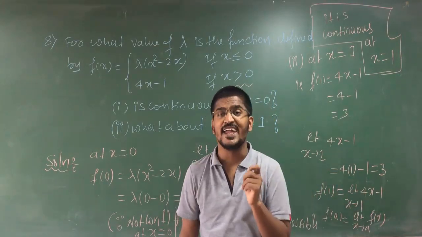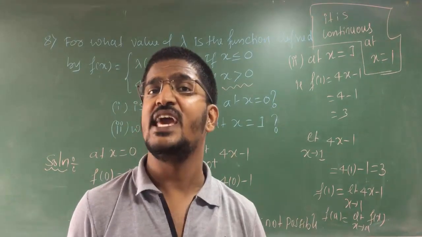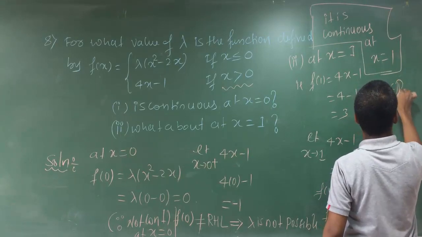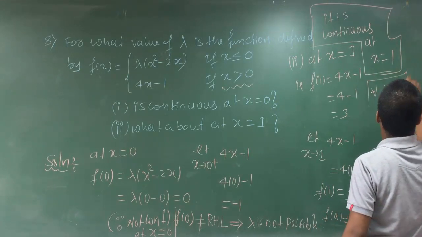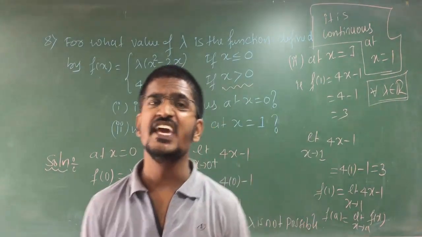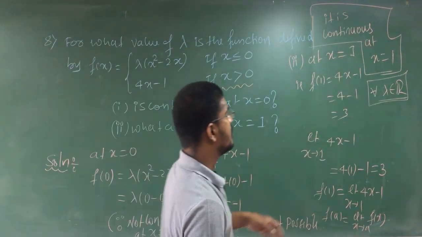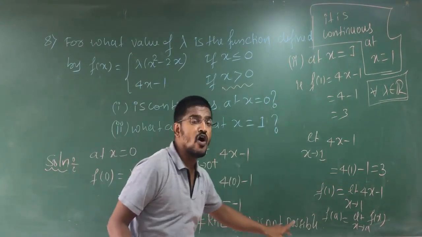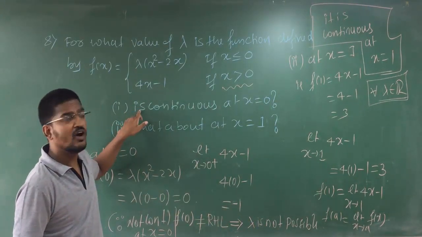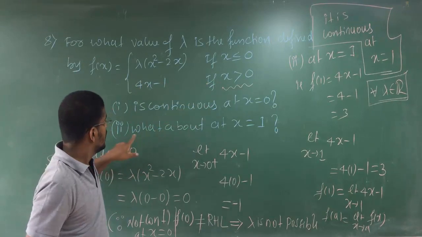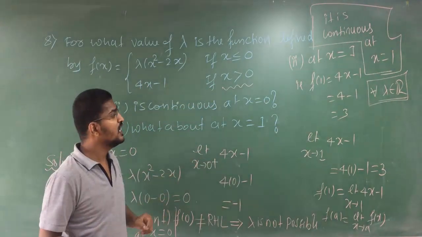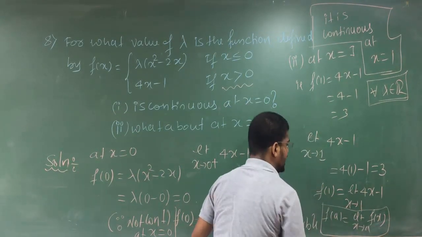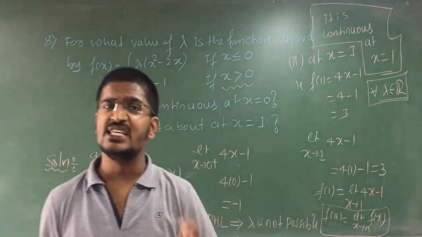That means you should write for every lambda of real number. That means for every lambda belongs to R, that is, lambda is any real number. Please remember that lambda is any real number for your second question. Lambda is not possible for your first question because here it is not continuous, here it is continuous, but in your equation f of a equal to limit x tending to a f of x, lambda is not present.